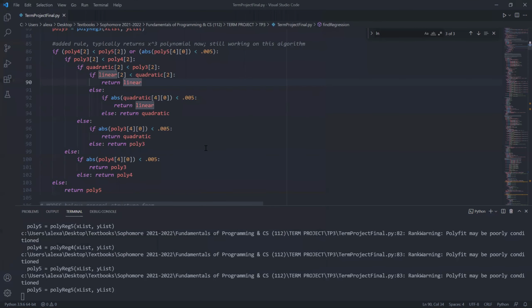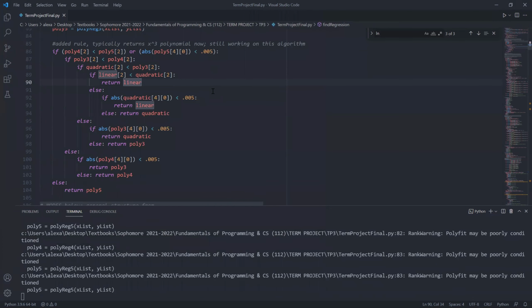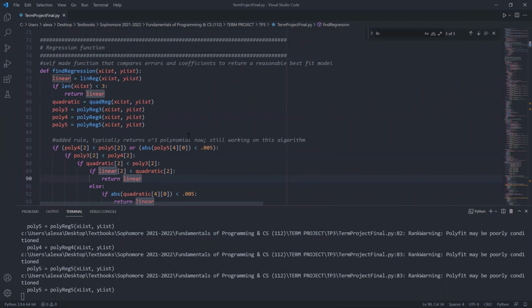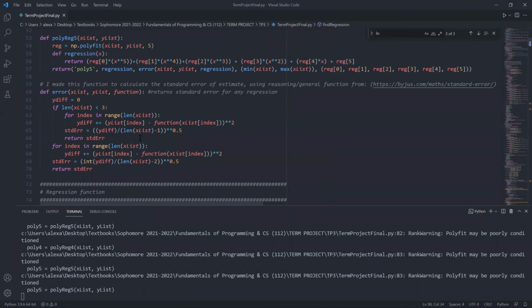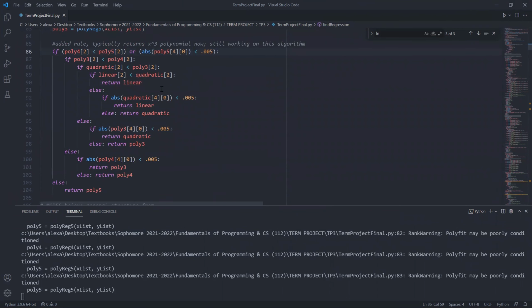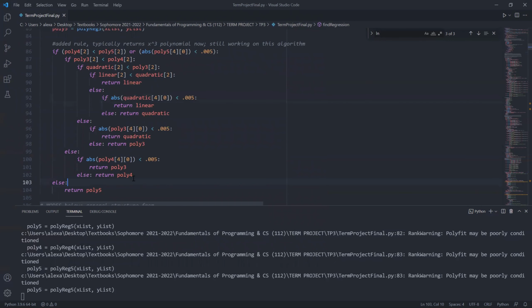Now, the way I do this is I have an algorithm here that will calculate all of the different errors. So this is my standard error function here. And when I'm actually finding the regression, I calculate the standard error for each and compare them. But if the coefficients for a certain function are very small, say smaller than 0.005, I will return the next lowest. So instead of a fifth, I would return a fourth degree polynomial.